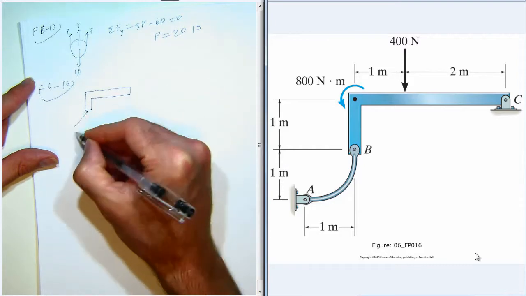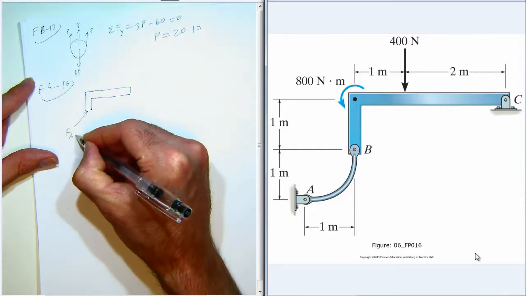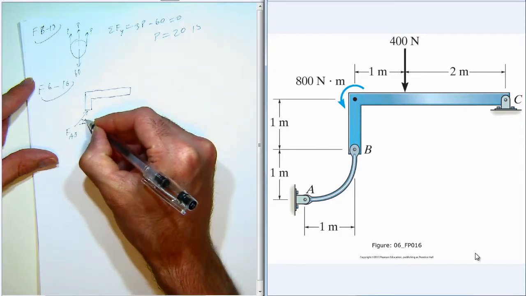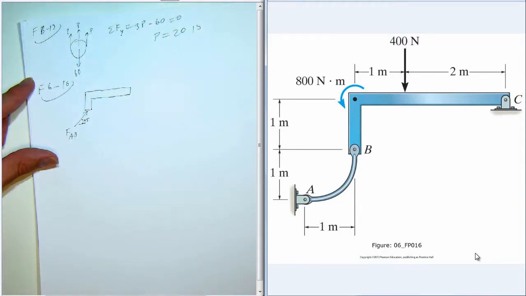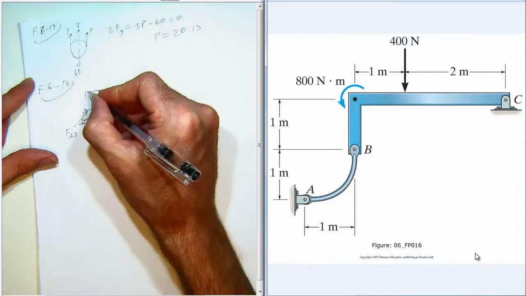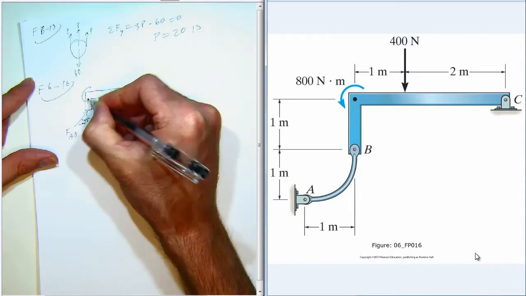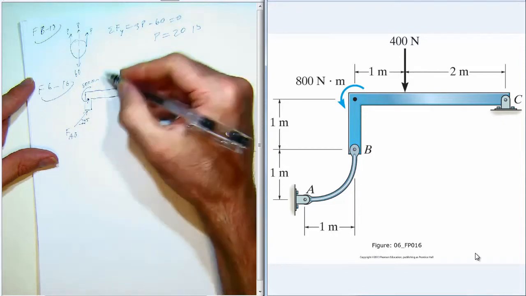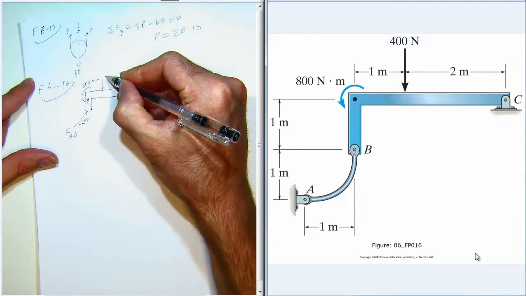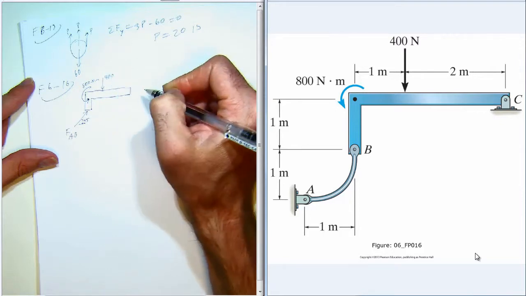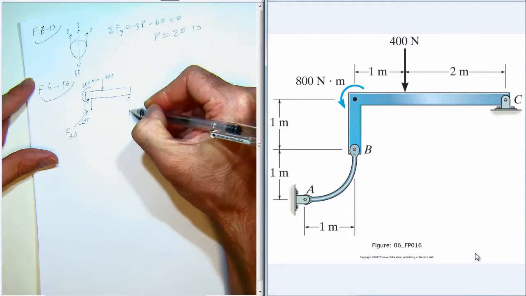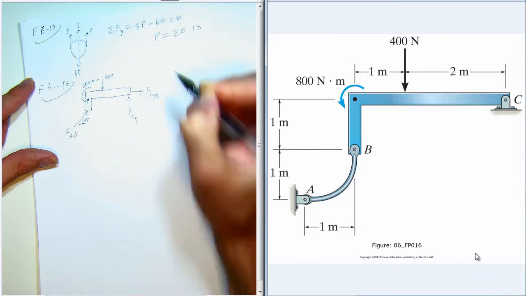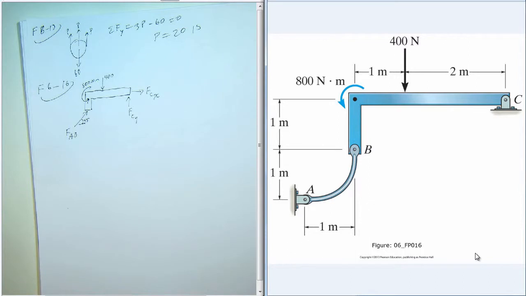Here's FAB, just assuming that it's in compression, but we do know that it's acting at 45 degrees. We have an 800 Newton meter moment, a 400 Newton applied force, and then the reactions at C, drawn assumed to be in the positive directions.